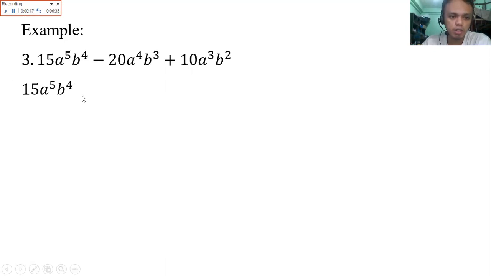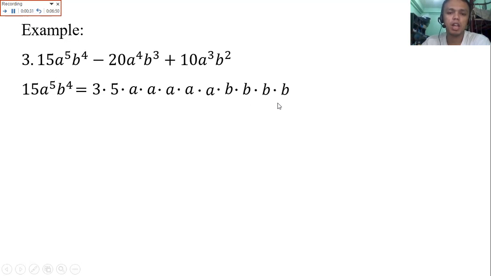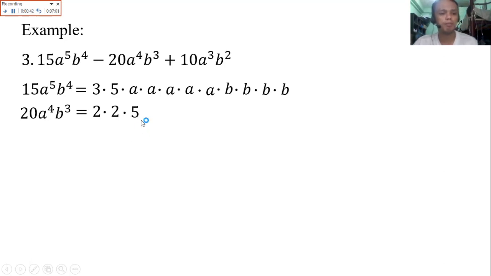Factors of 15. Prime factors of 15, we have 3 times 5. For A raised to 5, we have A times A times A times A times A. 5A. Sa B, 4 naman. 4B. The next, for 20, 20A raised to 4B cubed. Factors or prime factors of 20, we have 2 times 2 times 5. Then, 4 na A. 1, 2, 3, 4. Tatlo namang B. 1, 2, 3.